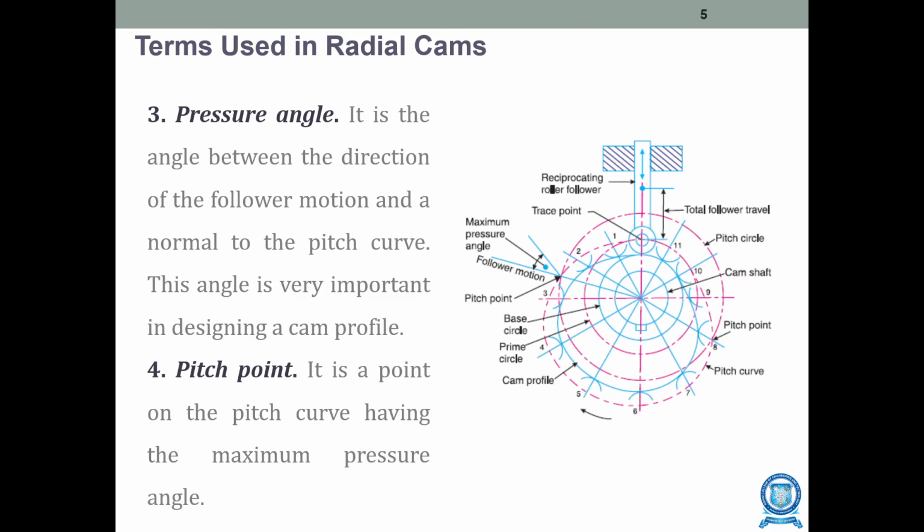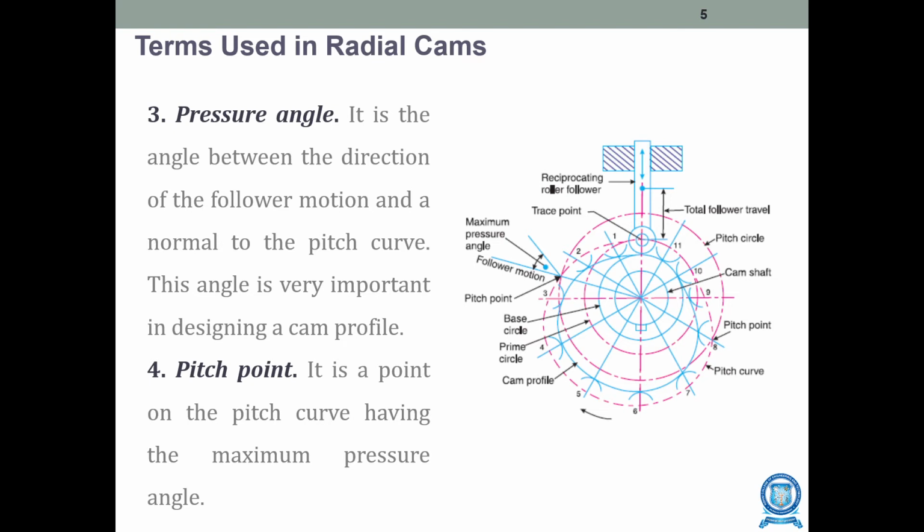This angle is very important in designing a cam profile. Since it is very important, I am repeating it again. The pressure angle is the angle between the direction of the follower motion and a normal to the pitch curve. The higher the pressure angle, the higher the force between the follower and the cam surface, which bends the follower shaft. So what happens?